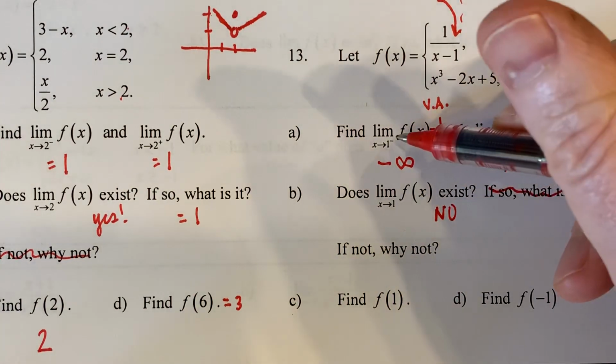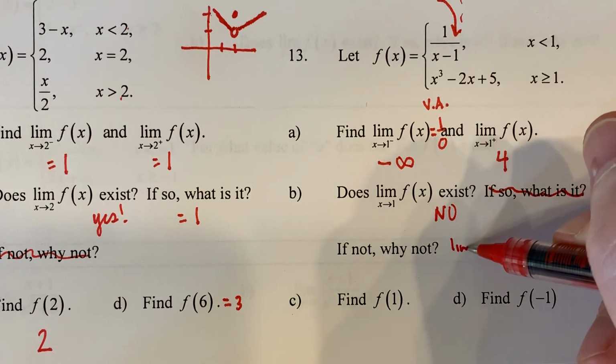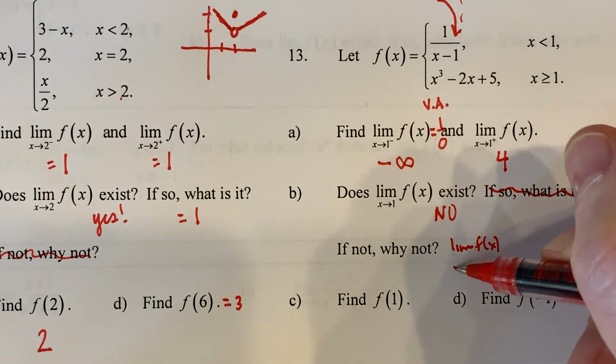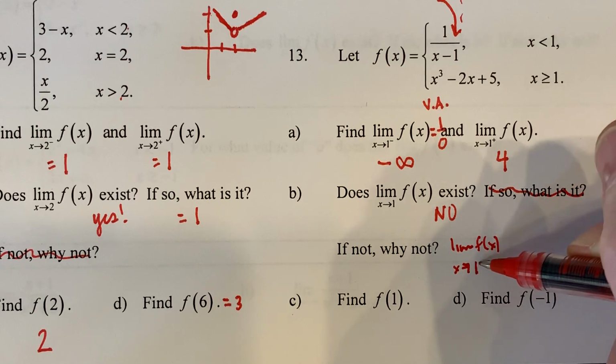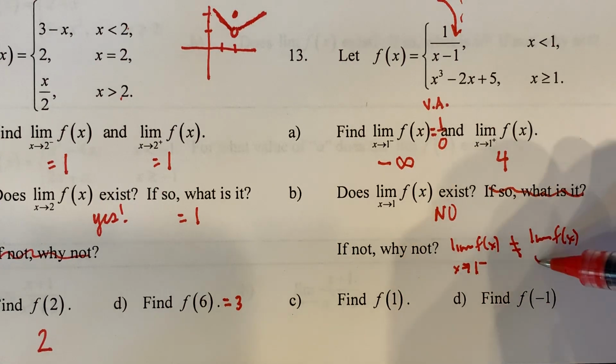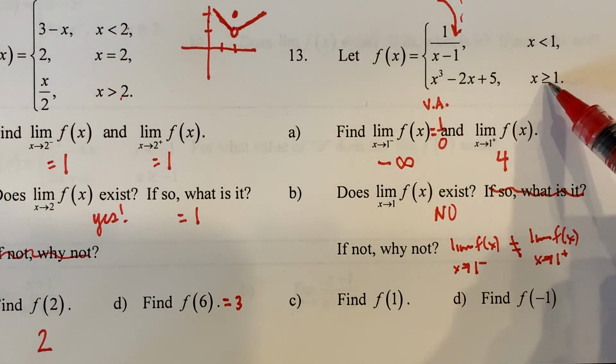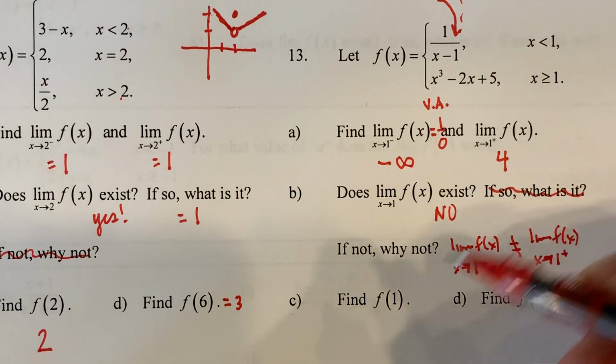Well, the limit from the left and the limit from the right were not equal. So the limit of the function as x approaches 1 from the left was not equal to the limit as x approaches 1 from the right. And then if I ask you to find f of 1, well, where is it equal to 1? Right here. So plug a 1 in and you get that 4.